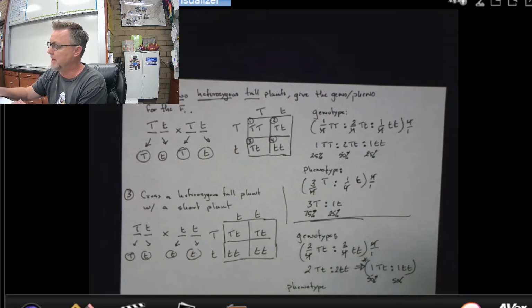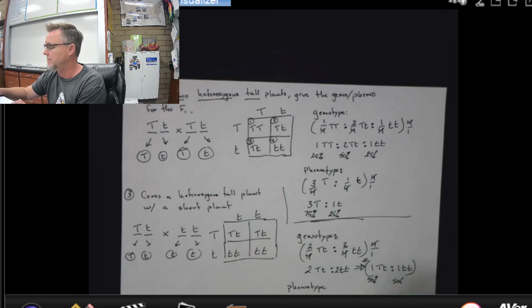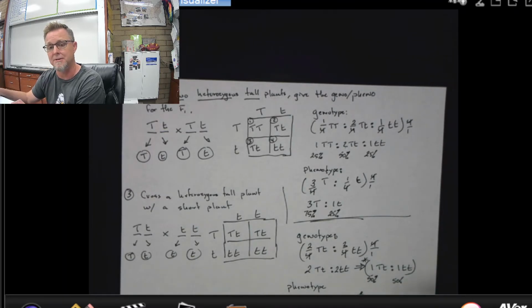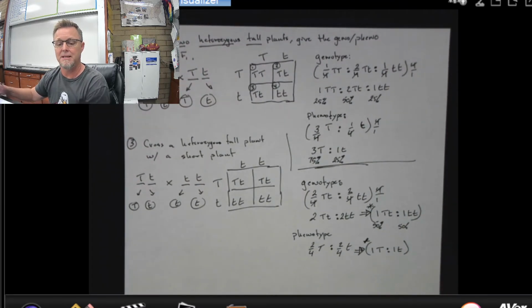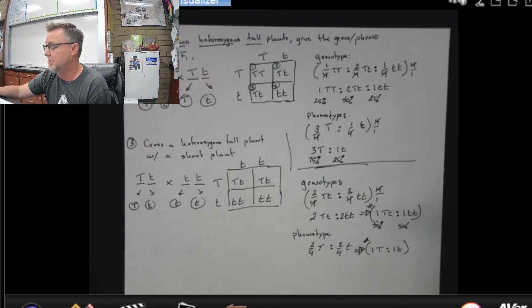So if we use the ratio from above, how many have a big T? 2/4 have a big T in it. And how many have 2 little t's? 2/4 have a little t. We reduce that all the way down the way we did from above, and we'll end up with a 1 big T to 1 little t phenotypic ratio. That's your answer. Okay? 1 big T, 1 little t phenotypic ratio. So again, you could have a 50-50 chance of being tall or short.